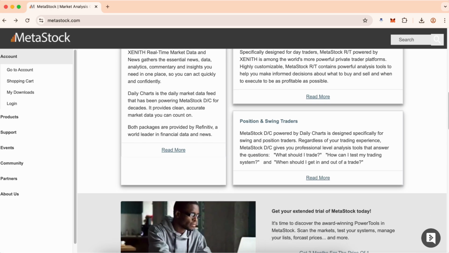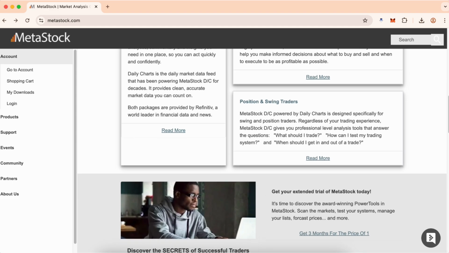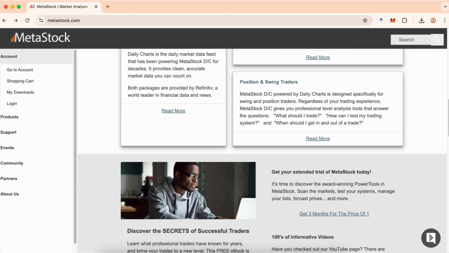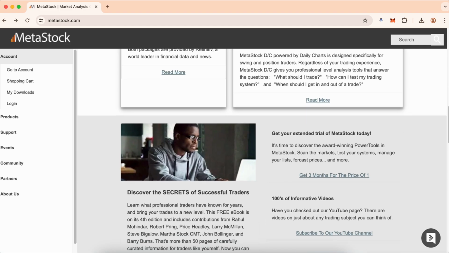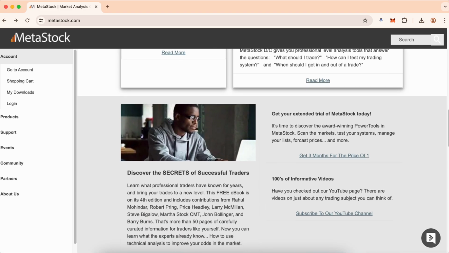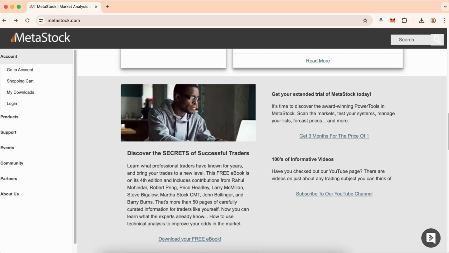One feature I absolutely love is the Power Console. These dashboards give you a complete market overview with your watch list, active positions, and market movers all in one place. It's like having a professional trading desk set up on your computer.